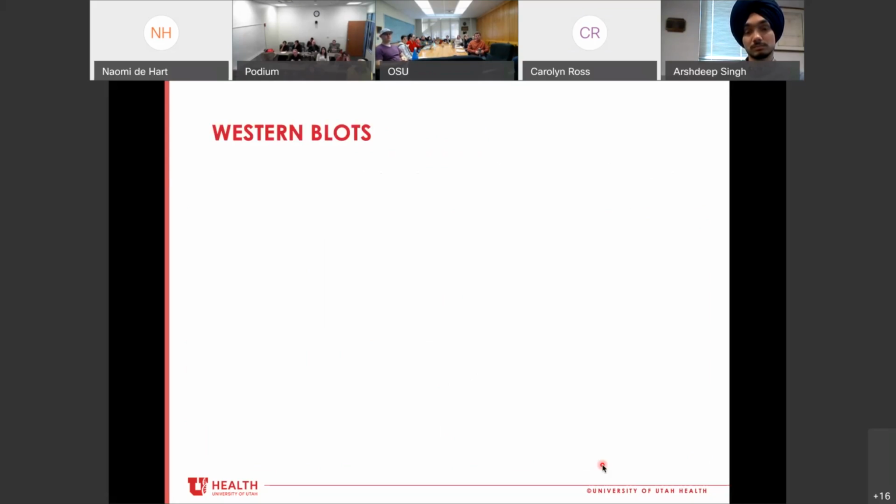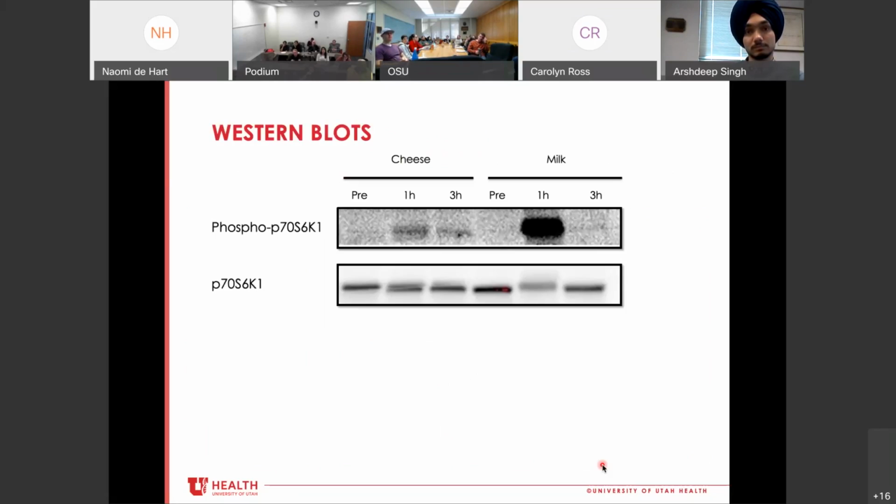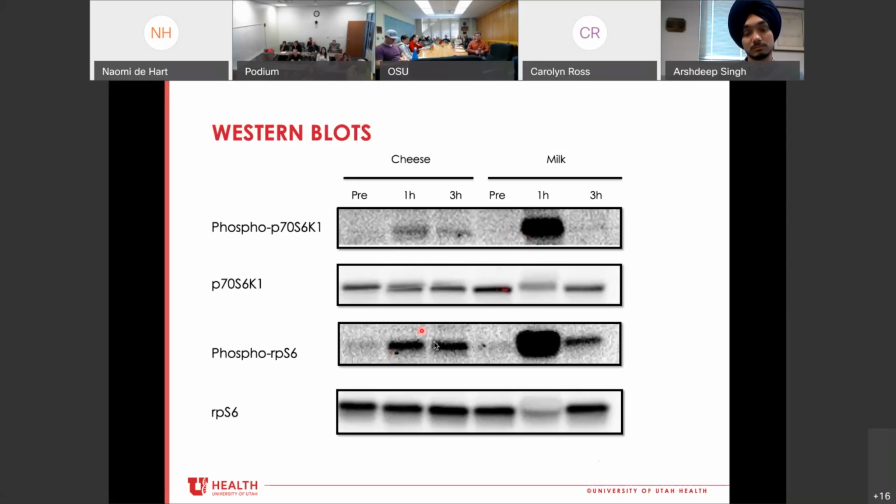This gives us the opportunity to look directly at how much of certain proteins downstream from mTOR are activated. I mentioned before that downstream of mTOR is P70S6K1, and we did Western blots for that. As you can see here, after the ingestion of both cheese and milk, there's more P70S6K1 phosphorylated, which means that mTOR activated that. And downstream from P70S6K1, there's ribosomal protein S6, which is also more activated post-ingestion, as you can see right there.